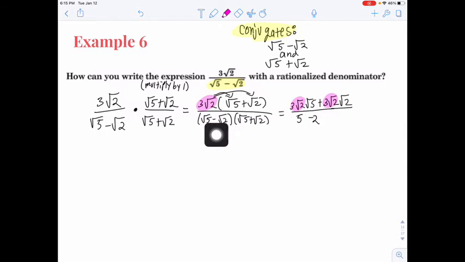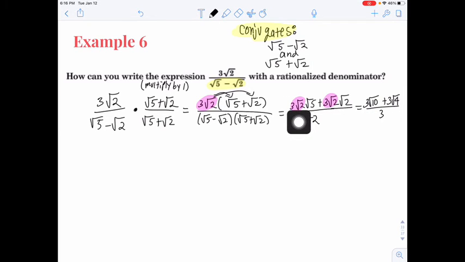If you don't understand where the 5 minus 2 came from, go ahead and make a quick box off to the side, do some scratch work, use FOIL if you like FOIL, but you will end up getting 5 minus 2. That is the entire point of the conjugates. It will always work like that.